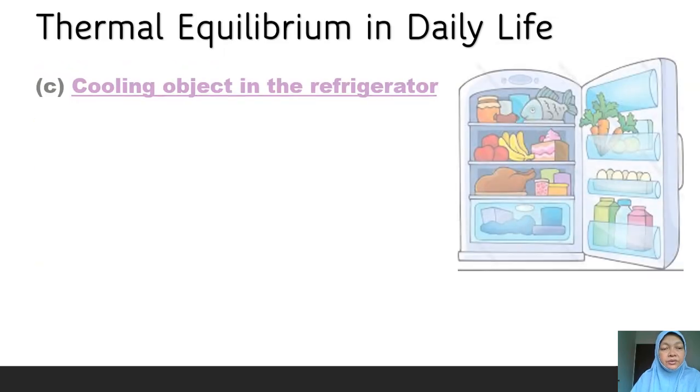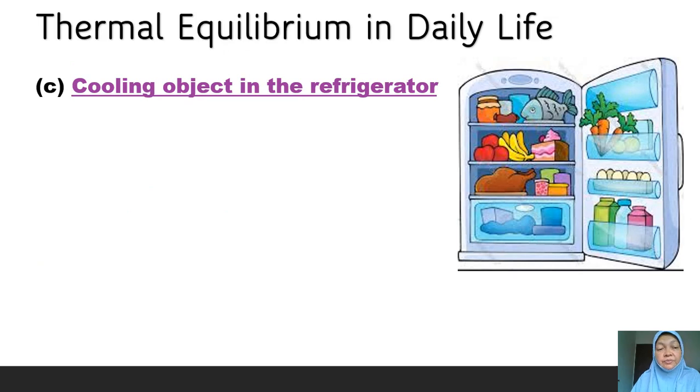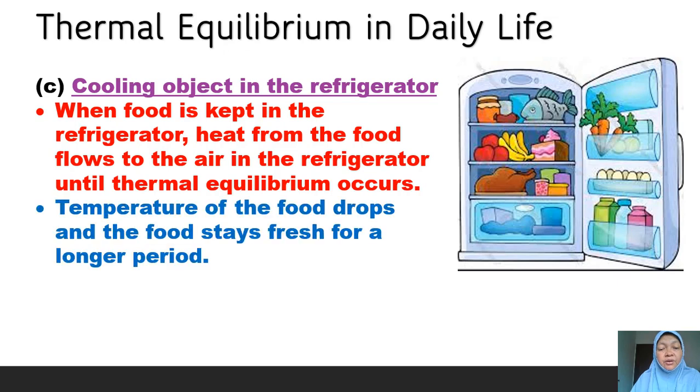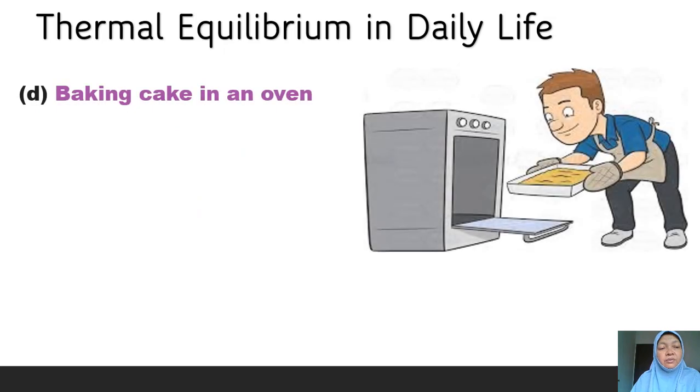Okay. So next, cooling objects in a refrigerator. When food is kept in the refrigerator, heat from the food flows to the air in the refrigerator until thermal equilibrium occurs. The temperature of the food drops and the food stays fresh for a longer period. In this case, the food gives heat to the air and loses heat, so it becomes cooler and stays fresh.